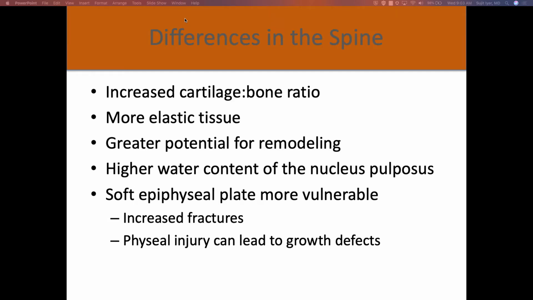So, differences between adults and pediatrics. In adults, the bones have ossified and the growth plates have closed. Pediatric bones tend to be more flexible, more elastic, and so you do end up getting more injuries to the physeal plate, as well as potential growth defects. But you also see more remodeling within the bones as they grow, and a higher water content in the nucleus pulposus. So in general, they tend to be more vulnerable from a physical and growth standpoint.